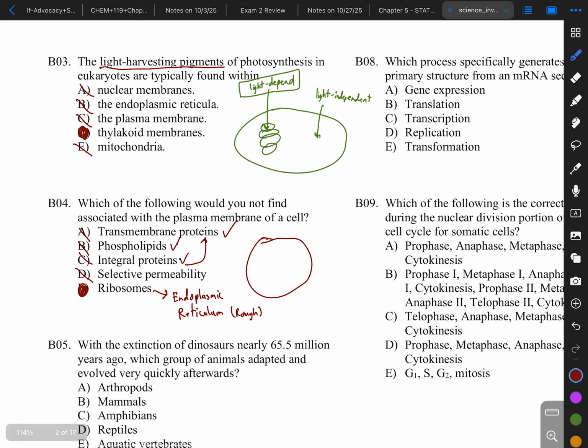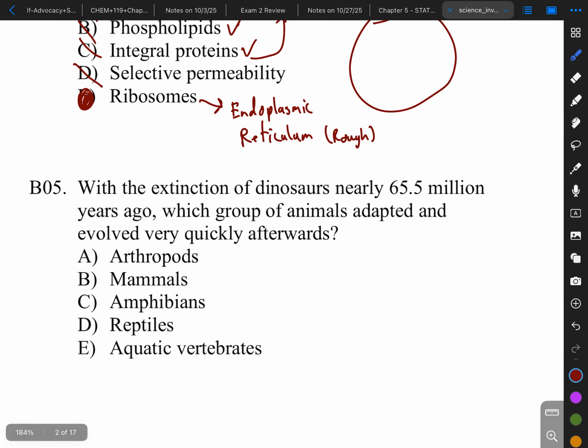For number 5, it's asking which group of animals evolved after the dinosaurs went extinct 65.5 million years ago. So I'll give you guys a quick rundown of the whole timeline. At the very beginning, after the cyanobacteria and photosynthetic bacteria and cellular respiration bacteria started occurring, fish were the more dominant animals at this time.